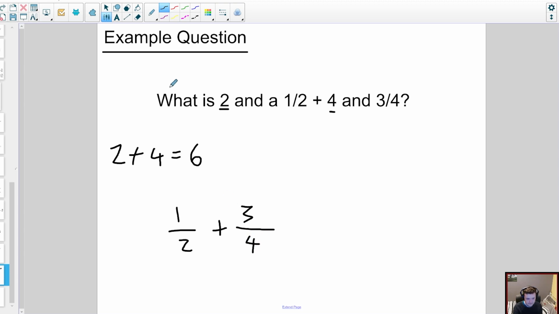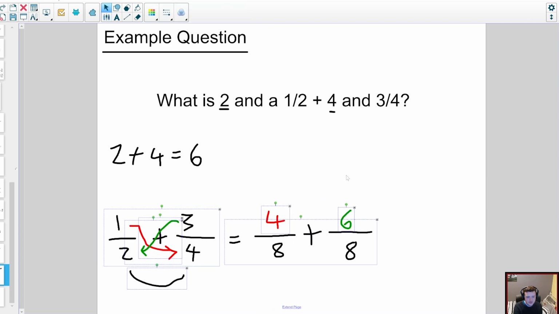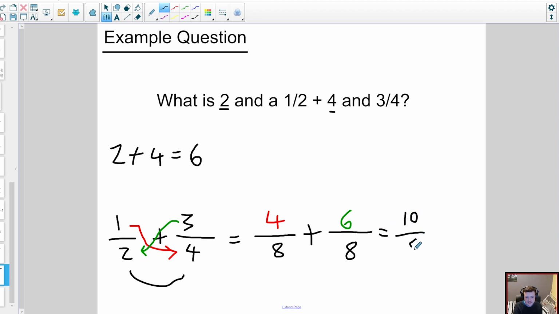Okay? Same as before, we're going to do 2 times 4, which is equal to 8. Add another fraction that is equal to 8. Then as I go down diagonally, 1 times 4 is 4. And 3 times 2 is 6. So what I've ended up with is how many 8s? Well, I've got 4 plus 6 equals 10. So I've got 10 out of 8.